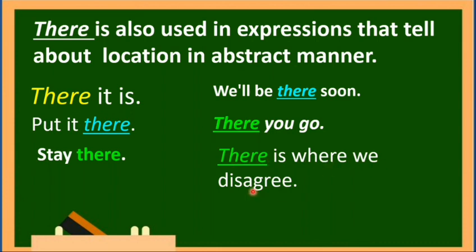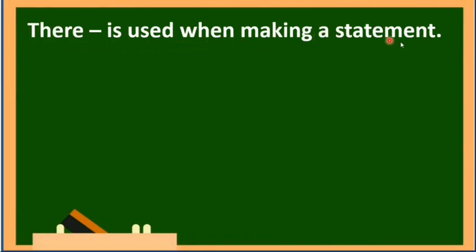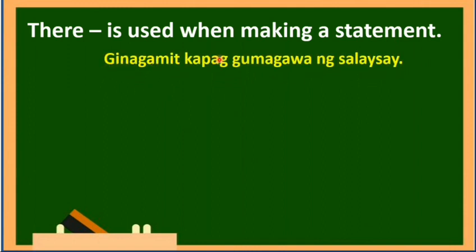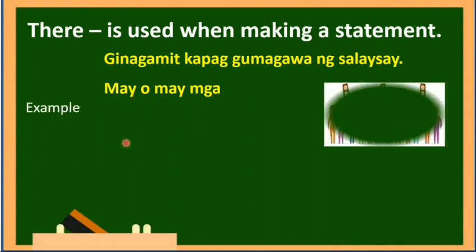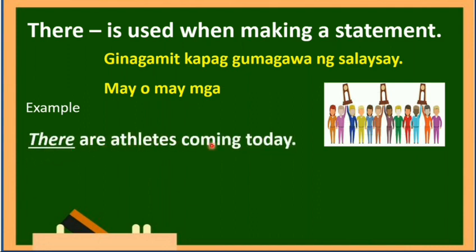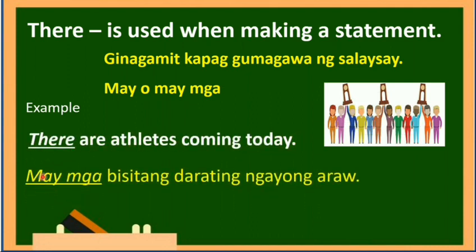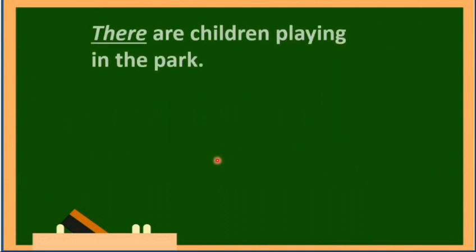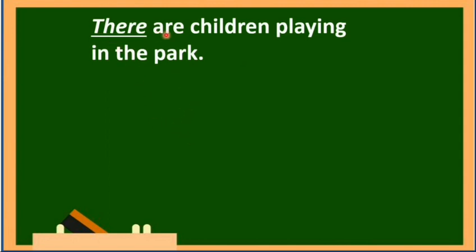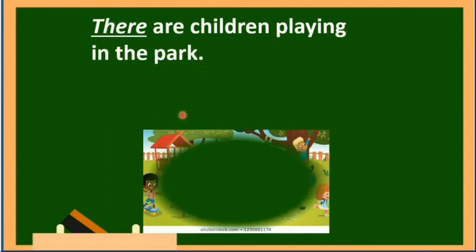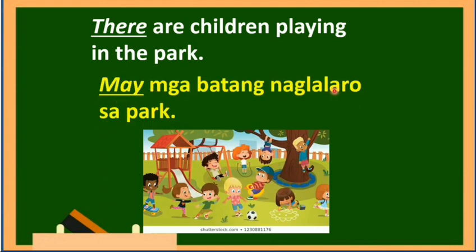There is where we disagree. Diyan naman tayo magkakatalo. There is also used when making a statement. Ito ay ginagamit kapag gumagawa ng salaysay. Ito ay may o may mga. Example, there are athletes coming today. Sa Tagalog, may mga bisitang darating ngayong araw. Another example, there are children playing in the park. May mga batang naglalaro sa park.